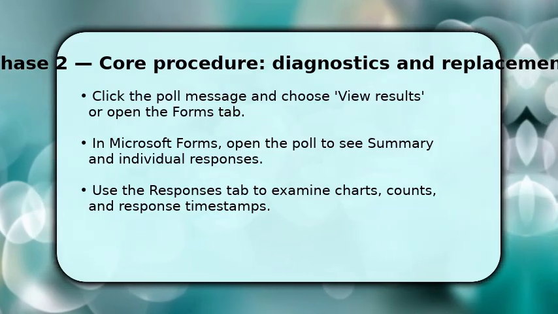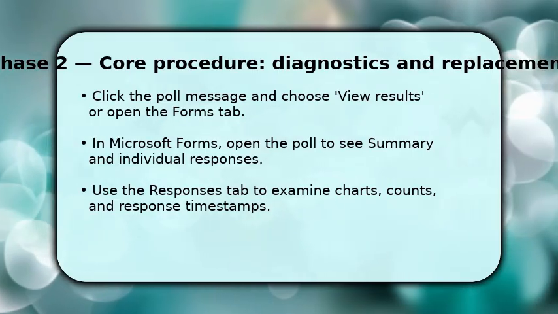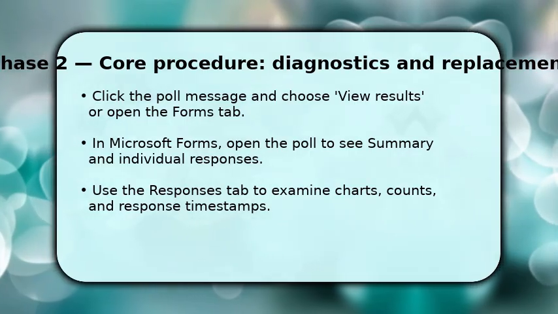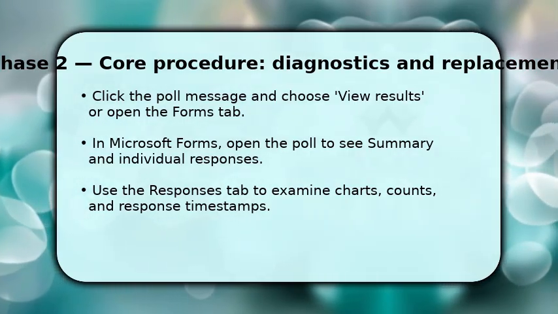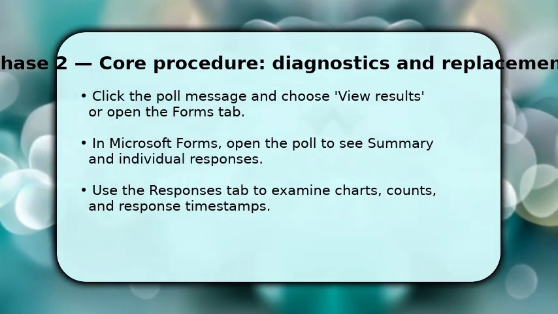Use the Responses tab to review the summary charts, counts, and timestamps. That explains how participants voted and when. Make sure to switch between summary and individual views when you need per-person answers. If you analyze why a choice led, compare timestamps and open-ended answers.